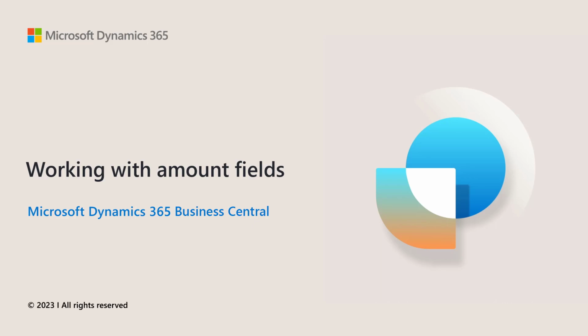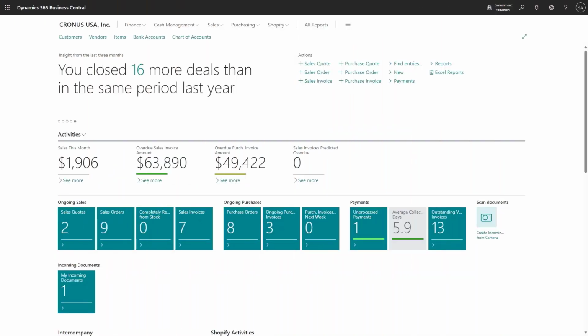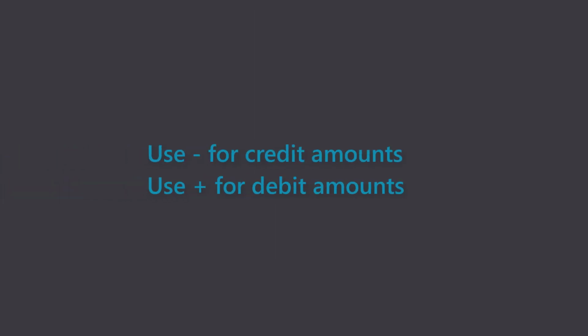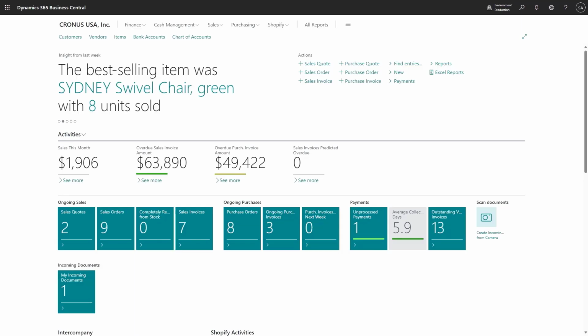Working with amount fields in Business Central. When you work with amount fields on journals and documents, you type in amounts in the same field, regardless if the amount is a debit or credit amount. You use a sign in front of the amount to determine if the amount is debit or credit, depending on the scenario. And by default, an amount and amount in local currency field is shown.